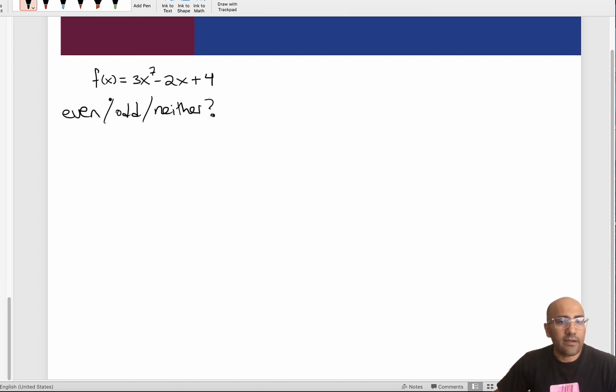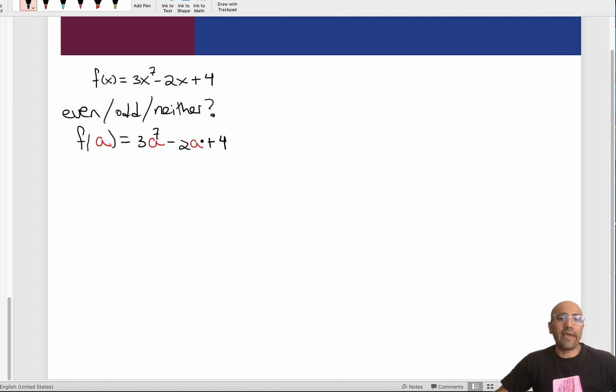Personally, I like to use a different letter because we use x way too much, and I think it gets a little confusing, so I like to use a. So f of a, in this case, is 3a to the 7th power minus 2 times a plus 4. It's kind of a silly little thing where you just replace the x with all the a's, and it just helps me visualize it a little bit. And now I want to consider this. So algebraically, if they give you the equation, you want to know, is it even, is it odd, or neither? So what you're going to do is evaluate your function at negative a.